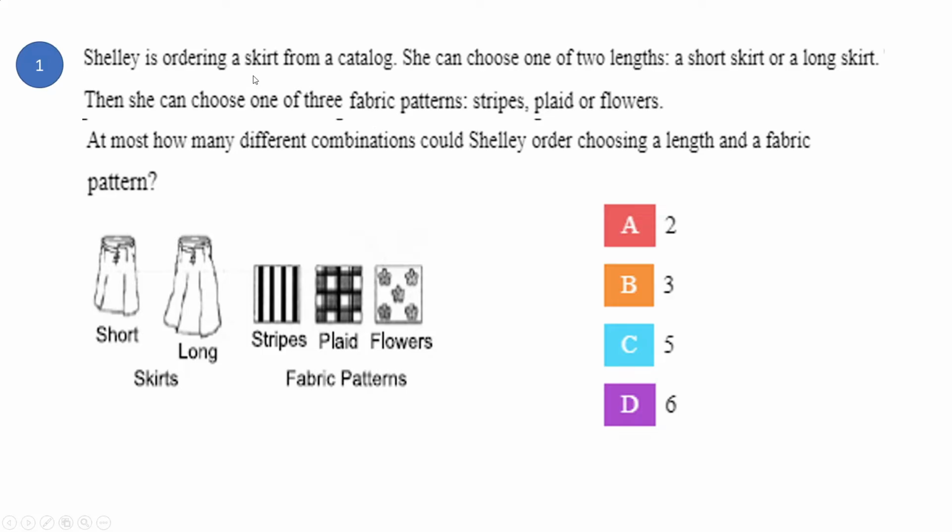Shelly is ordering a skirt from a catalog. She can choose one of 2 lengths, a short skirt and a long skirt. Then she can choose one of 3 fabric patterns: stripes, plaid or flowers. At most, how many different combinations could Shelly order, choosing a length and a fabric pattern? Your time starts now.